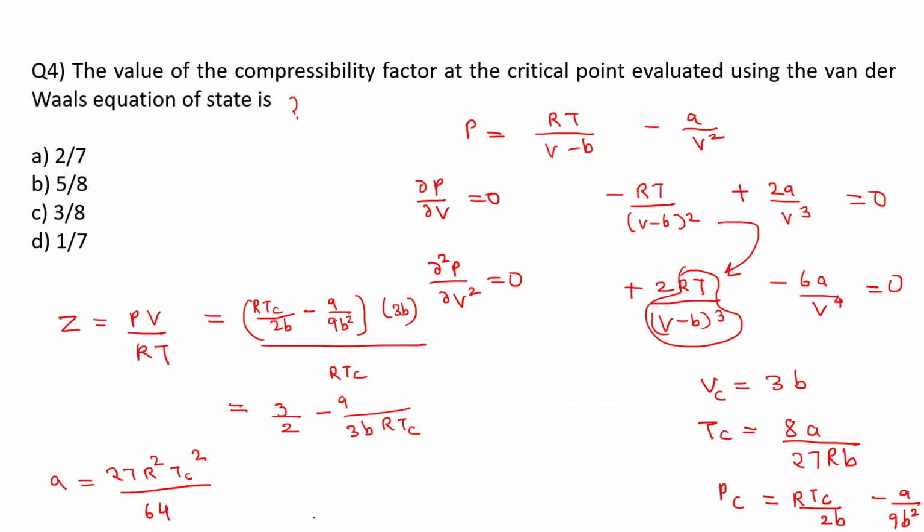And you substitute these, A is equal to this and B is equal to this, then you will get this is 3 by 8 minus 9 by 8 equals to this is 3 by 2 equals to 3 by 8.